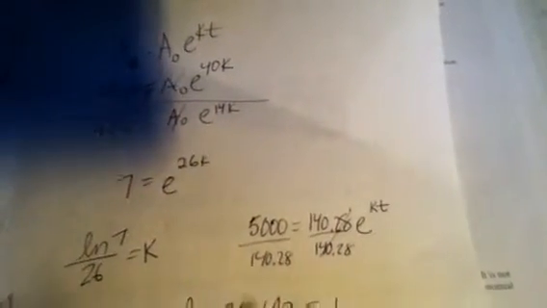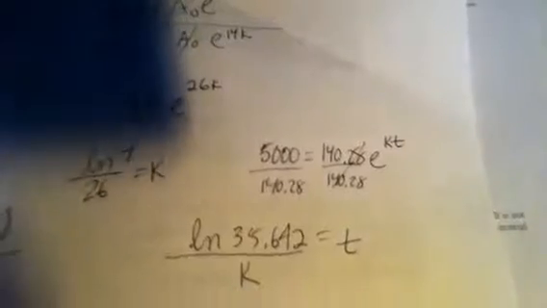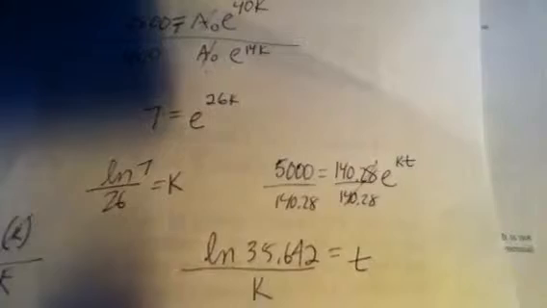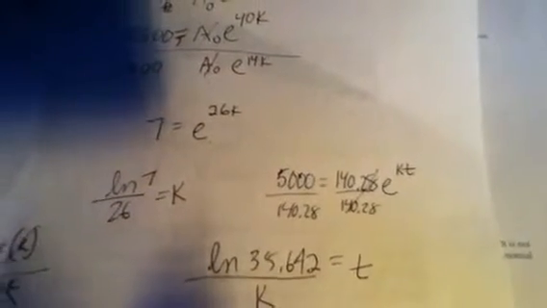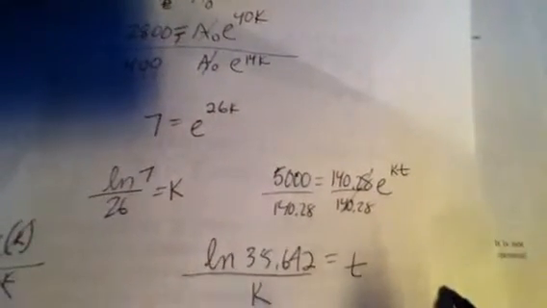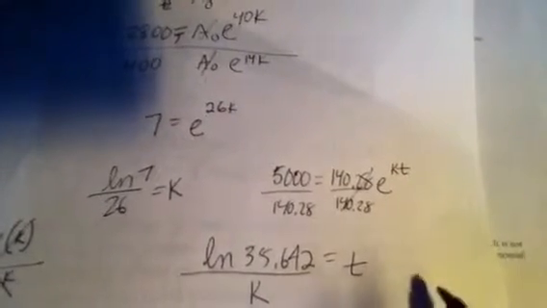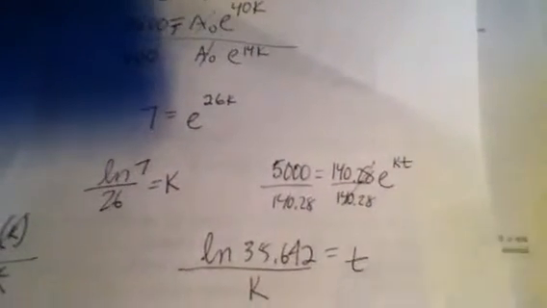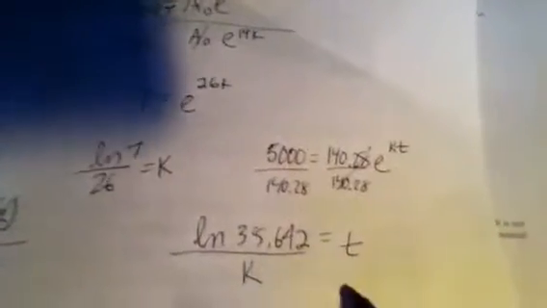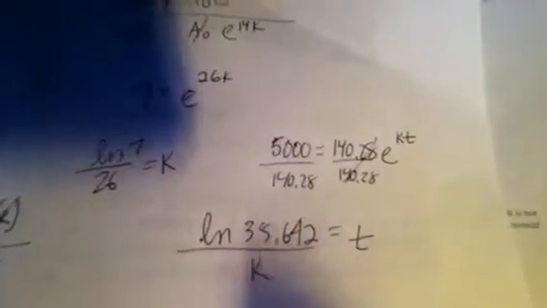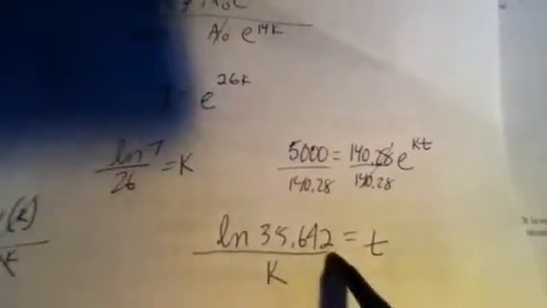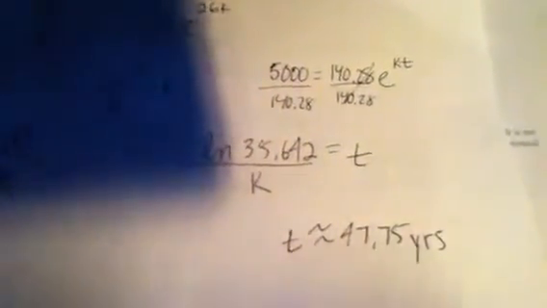Try to get t by itself, so divide both sides by 140.28. It got me this decimal number when I divided those two. It was 35.642. Trying to solve for t, so I ln'd both sides. The ln disappeared, and I had to divide by k to get the t alone. It's just algebra that happened right there. And then if you put that in your calculator and divide by k, which remember was ln 7 over 26, you should get 47.75 years.